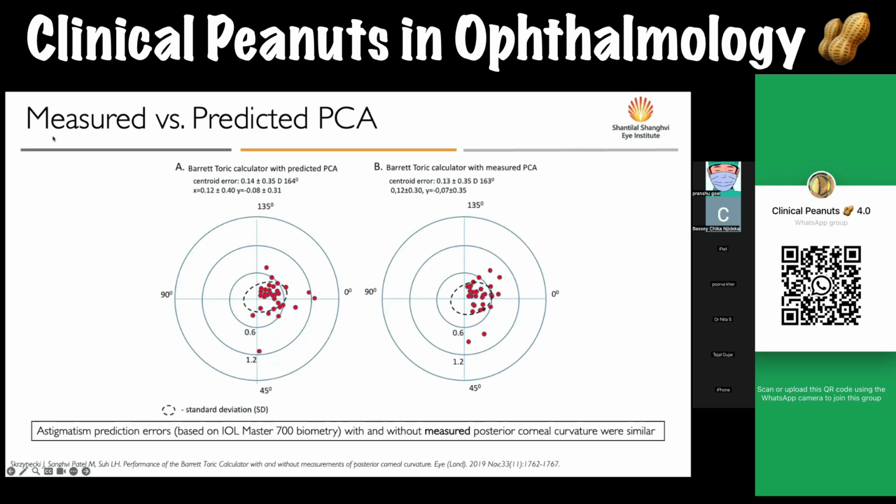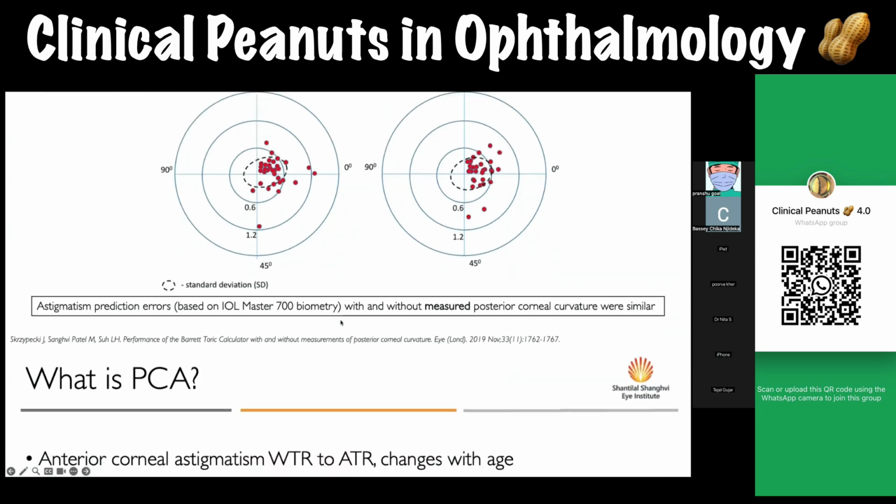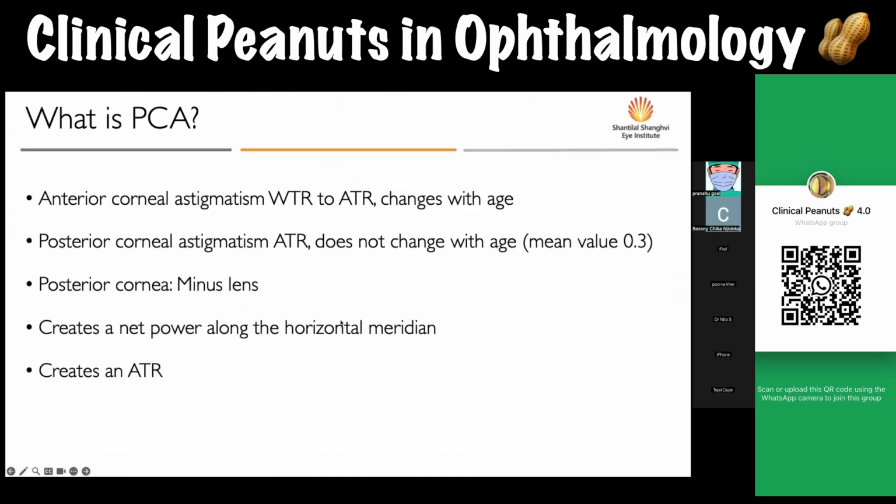One interesting study found that in most normal cases, not in eyes which were irregular or post LVC, when they compared the measured versus the predicted PCA, the amount of error produced with both was quite similar, and there was not much difference between the IOL powers achieved using both of these techniques. So that brings us to what is PCA.